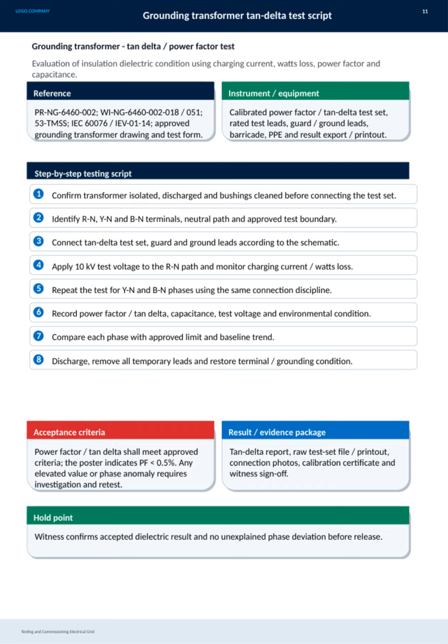After completing the test, discharge the transformer, remove all temporary connections, and restore the grounding and terminal conditions. Finally, prepare the result package, which includes the tan delta report, raw test files, connection photos, calibration certificates, and witness sign-off. Before you release the transformer, a hold point requires a witness to confirm the dielectric results are acceptable and that there are no unexplained phase deviations. This step ensures the safety and reliability of the electrical grid.